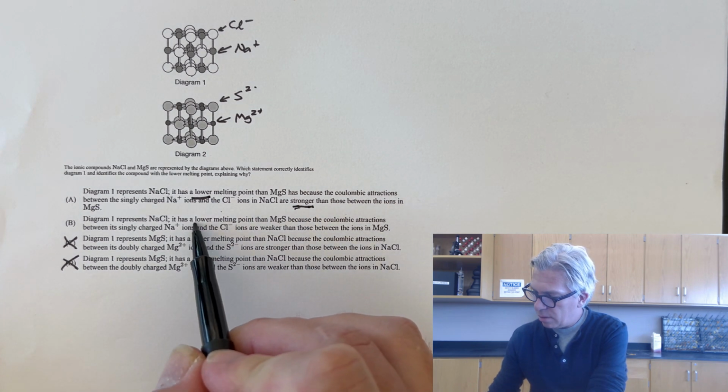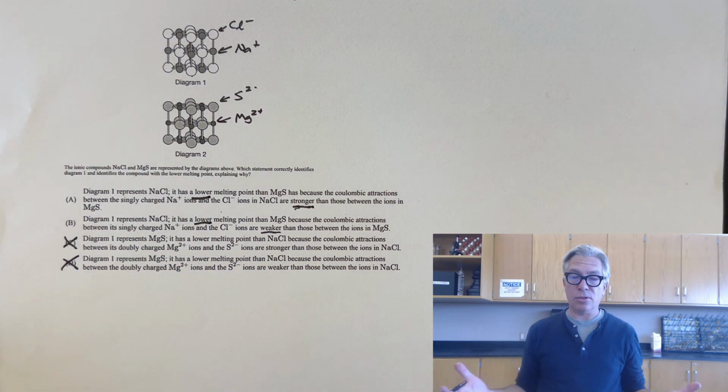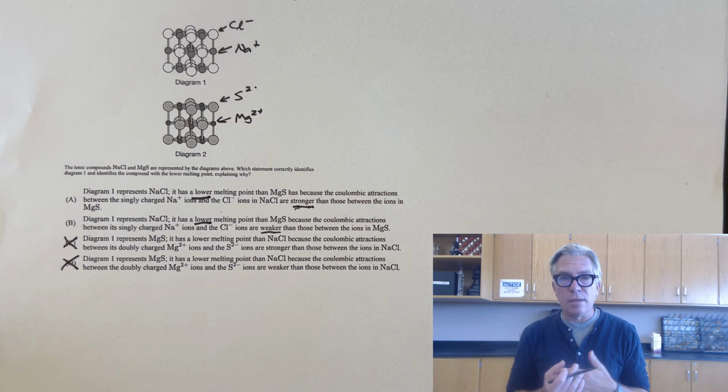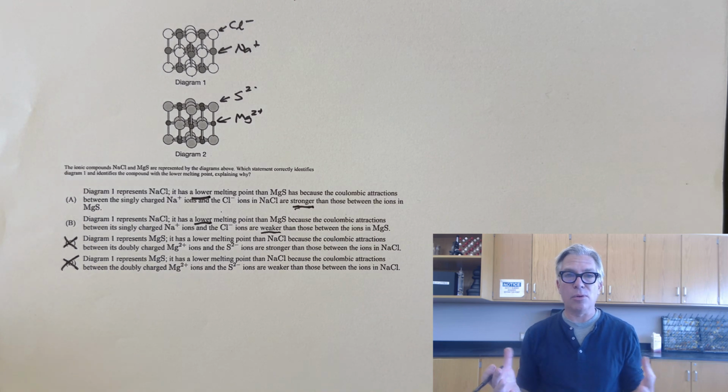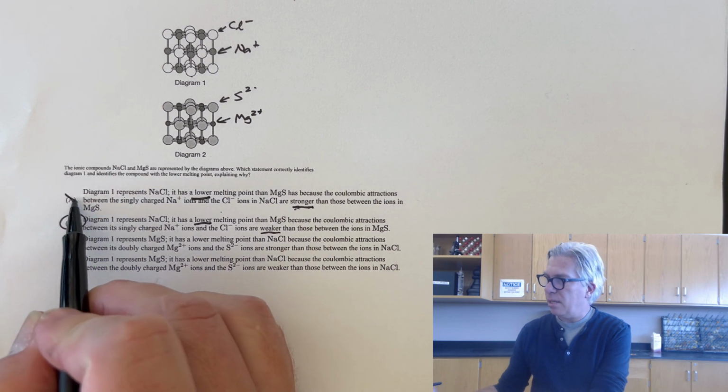And then we have lower and weaker. Which one of those is the best? Otherwise, they're the same answer to the same question. Turns out, lower melting point means weaker coulombic attractions. That's what makes it a lower melting point. They're not held together very much, and that makes it letter B on that one.